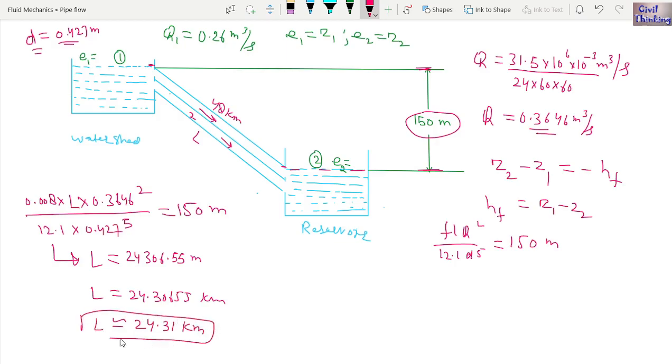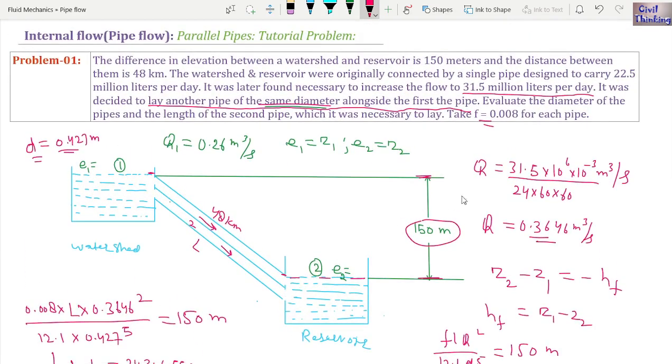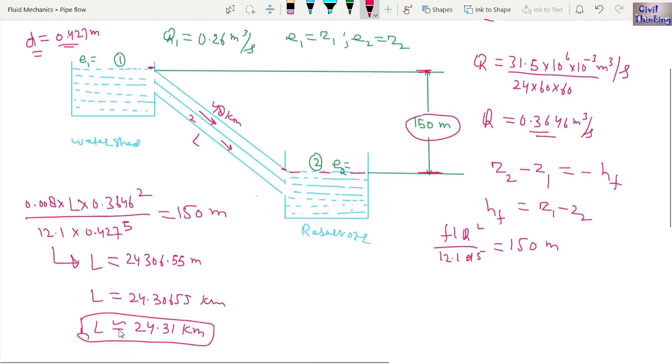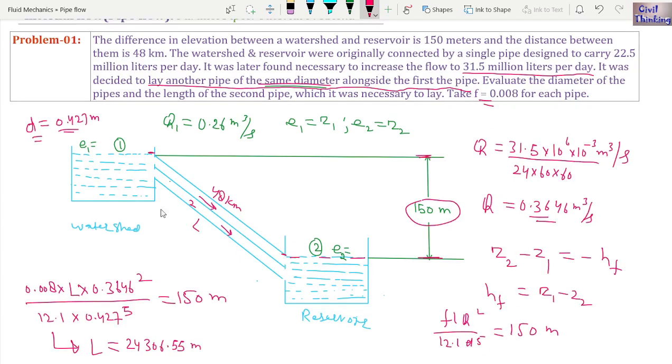So we need the length of the second pipe to be about 24 kilometers, but the length of the first pipe was 48. So we just need half of this, approximately, because 24 is approximately half of 48, right? So we don't have to lay all of this length of the pipe. This way we will be economic, we will save the money, we don't have to lay all the length. So what we need to do here is lay only 24 kilometers.